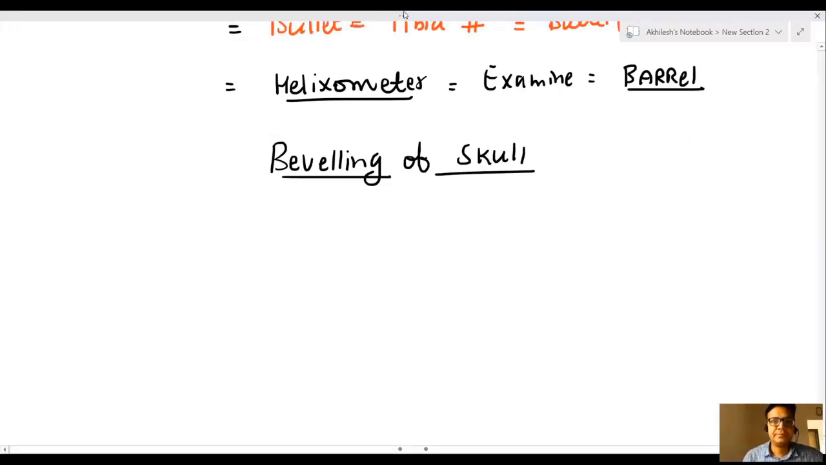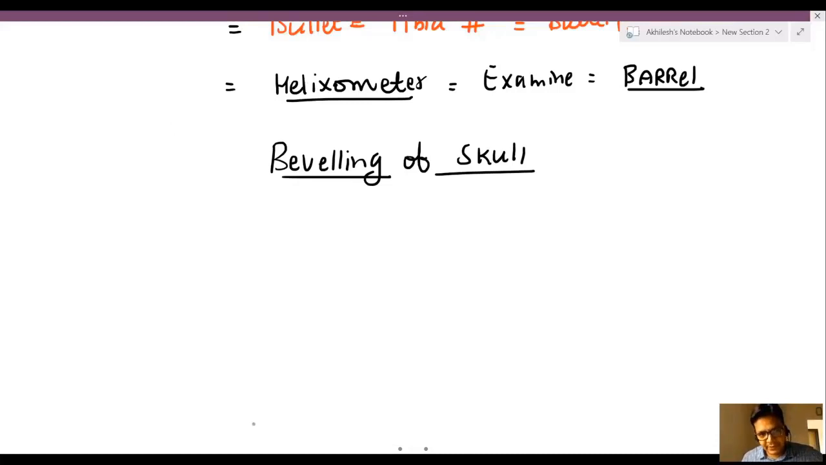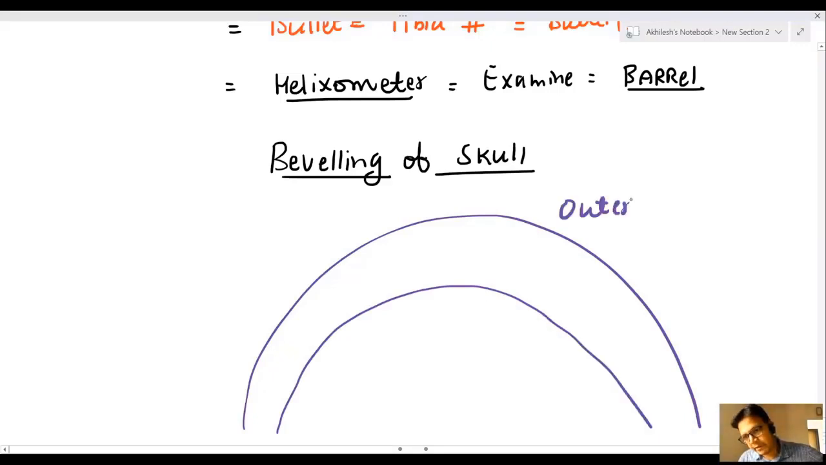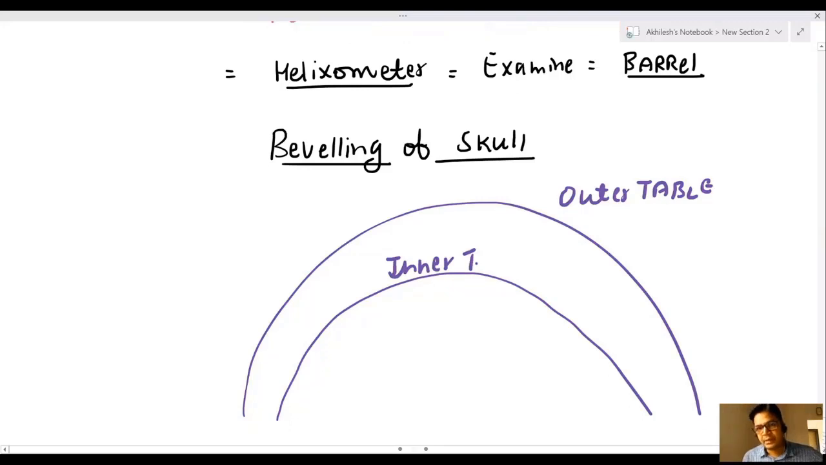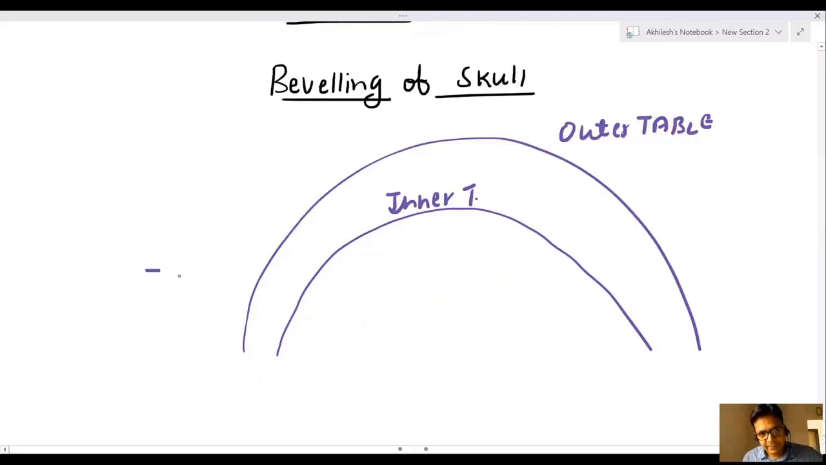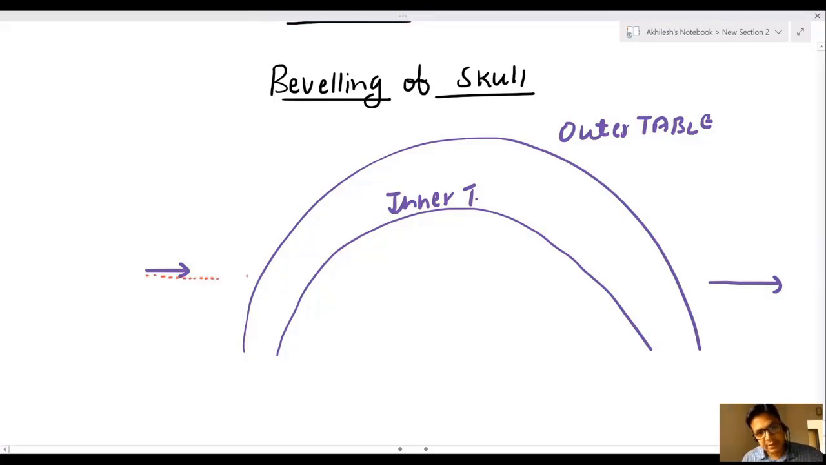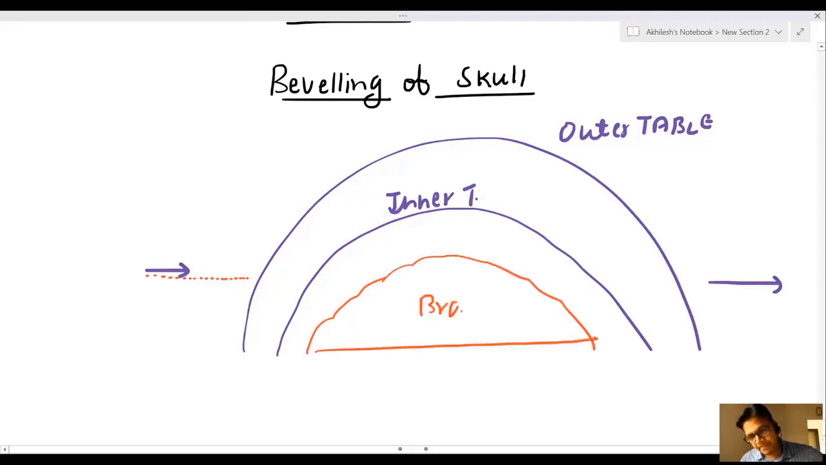Sir, see. This is the skull bone, the outer table. This is the inner table. This is the entry wound. This is the exit wound. Now, sir, this bullet is coming from here. This is your brain. This bullet is entering. Whenever a bullet enters, it enters as a small hole.